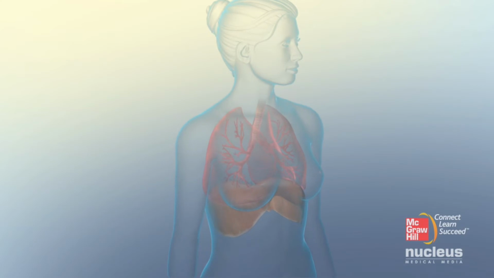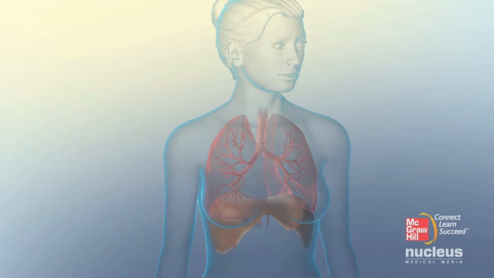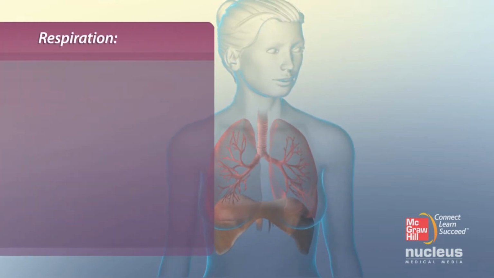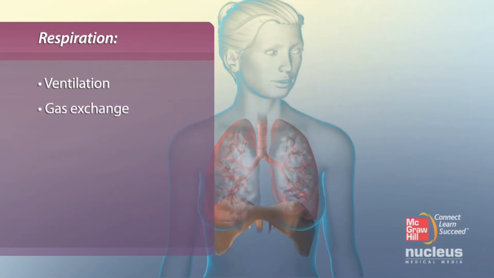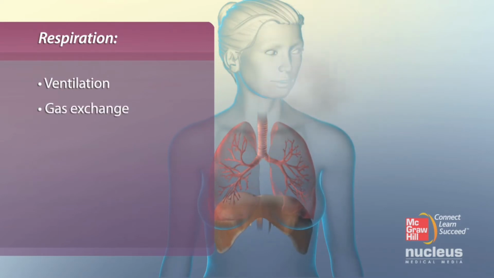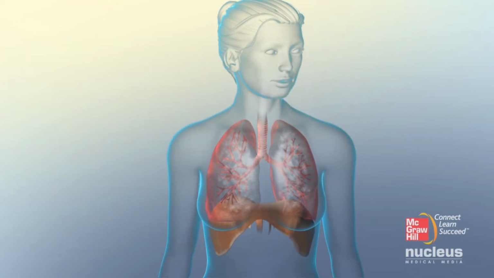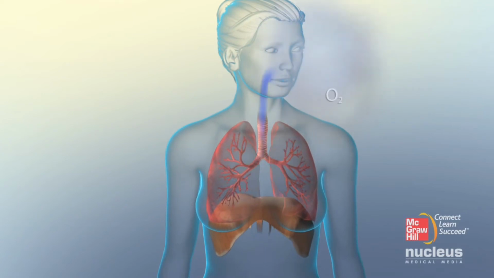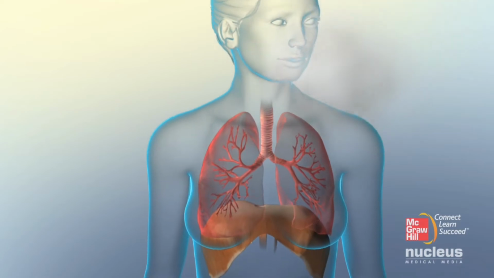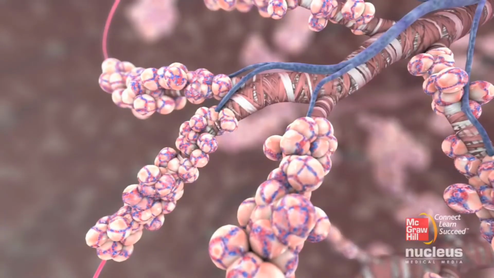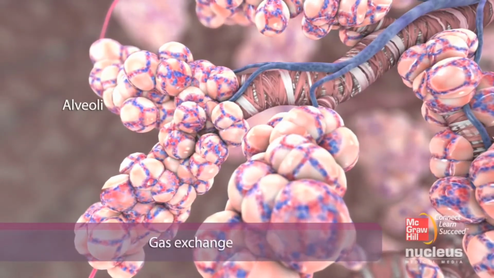The respiratory system regulates oxygen and carbon dioxide levels within the blood. Respiration includes ventilation, gas exchange between the air, blood, and tissues within the body, and the use of oxygen for metabolism. Inhalation allows oxygen to enter the body, pulling air into the nose and mouth, lungs, and into the air sacs, called alveoli, where gas exchange takes place.